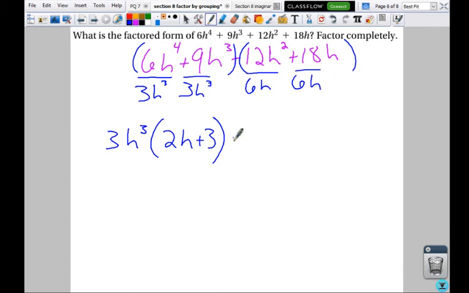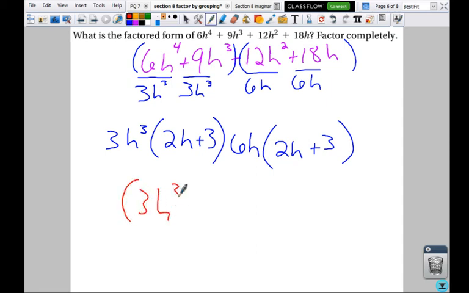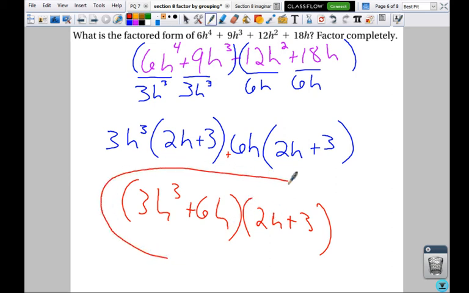Alright, for my second parenthesis, I'm taking out a 6H. Caleb, what do I have left after I take out the 6H? 2H. And then my last thing? Plus 3. Very nice. So I've got everything I need for my final answer. We're going to go 3H cubed plus 6H. And I'm putting a plus because that's a positive 6H right there, even though I didn't write my plus sign. But it's positive. And then, second parenthesis, 2H plus 3. And that's it. I'm done.